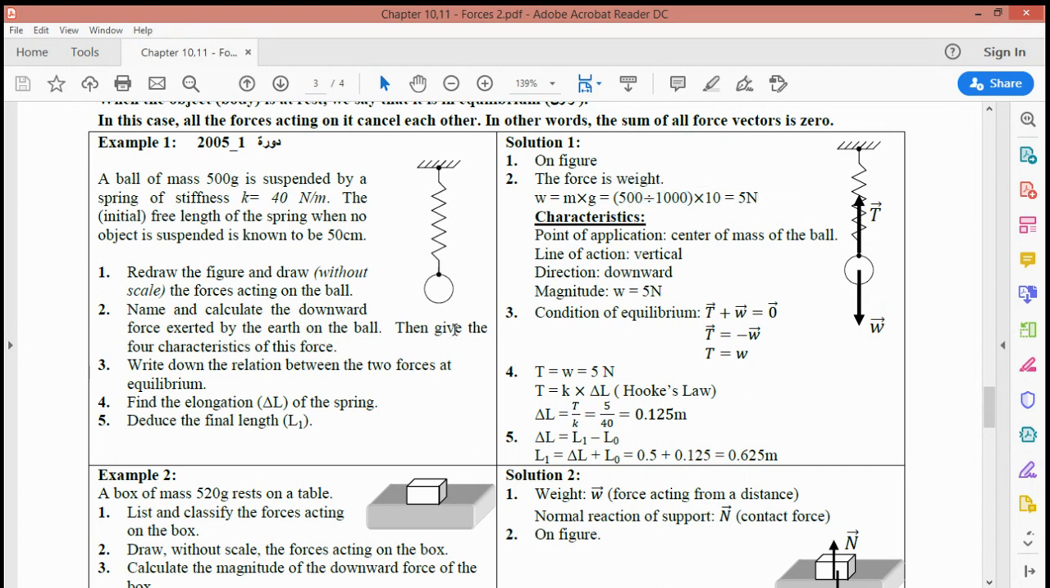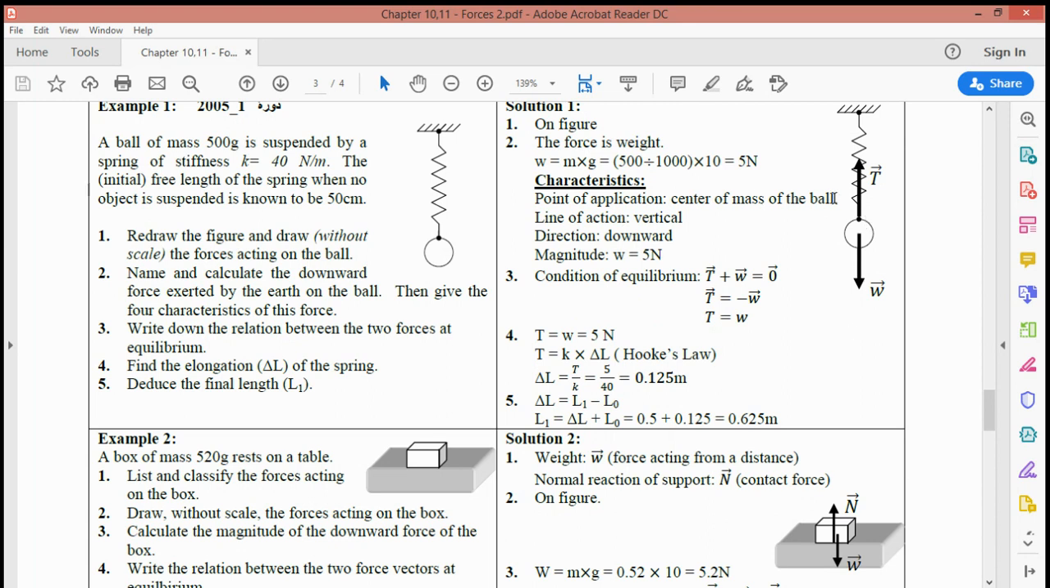Give the four characteristics. Give means without justification. The point of application is the center of mass, or we say the center of gravity of the ball. Since the weight is a force acting from a distance, its point of application is always the center of mass. Line of action: vertical. Direction: downwards. And magnitude, which we calculated, is 5 newtons.